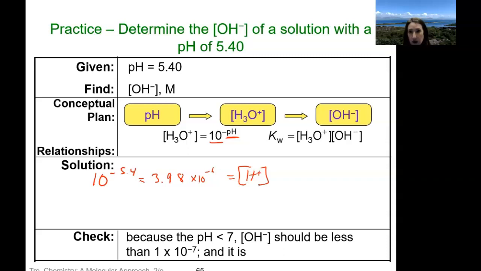Now, another way you could do it is using pOH. So if you did it with pOH, you would just take 14 minus this, and then take 10 to the negative of it. So 10 raised to the negative. I just think this way is faster. 10 to the negative.